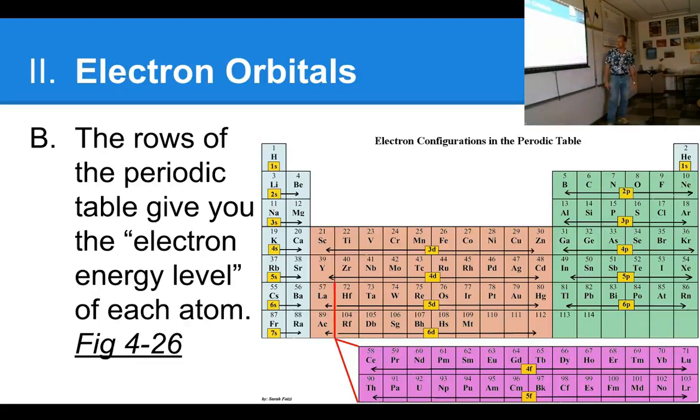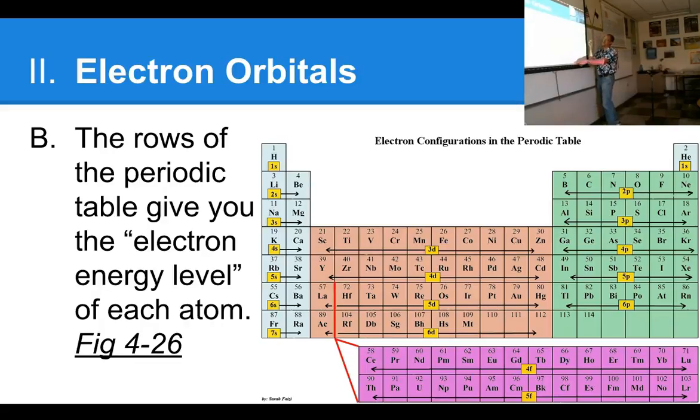What is it for? I don't even know many of these off the top of my head down here. Americium, number 95, has 1s, 2s, 2p, 3s, 3p, 4s, 3d, 4p, 5s, 4d, 5p, 6s, 5d, 4f, 6p, 7s, 6d, 5f. It's got a lot of different electron configurations.